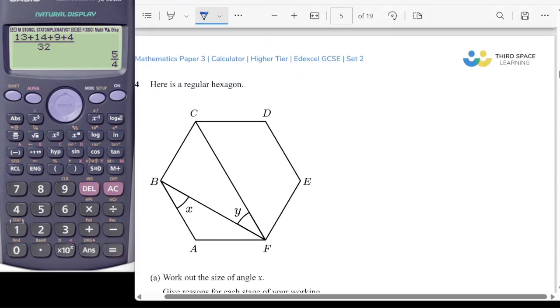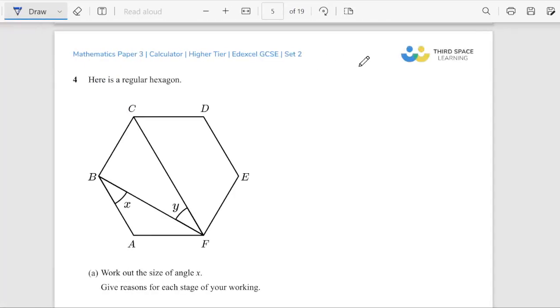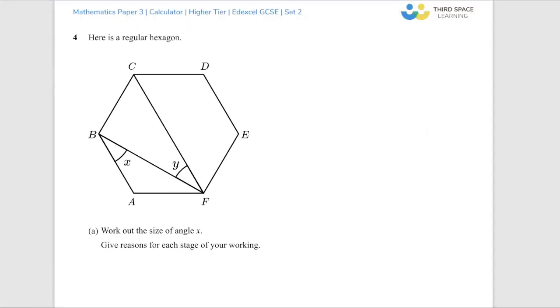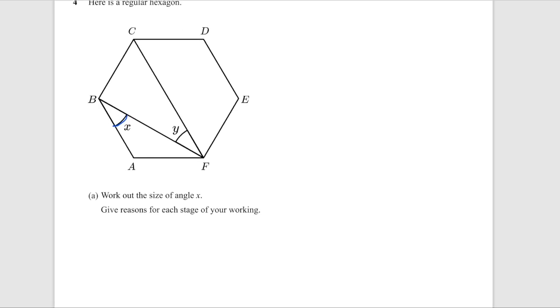Okay, question 4. Here is a regular hexagon. As soon as it's all hex, I've got 6 trapped in my mind. Work out the size of angle X. So I'm working out the size of angle X. Give reasons for each stage of your working.